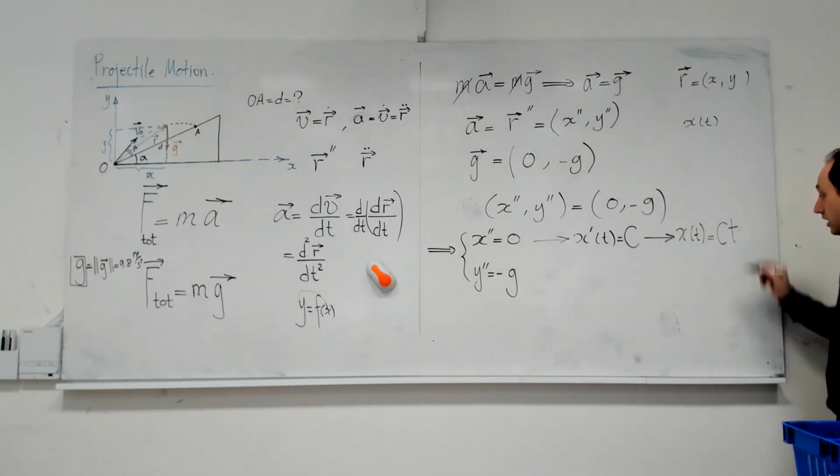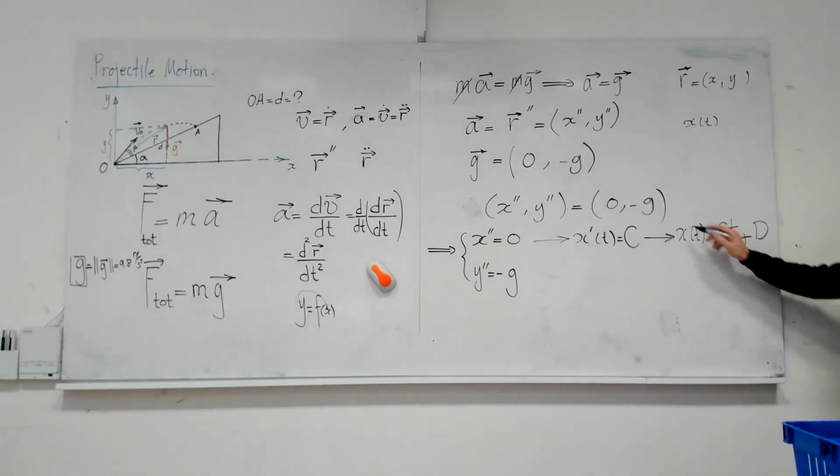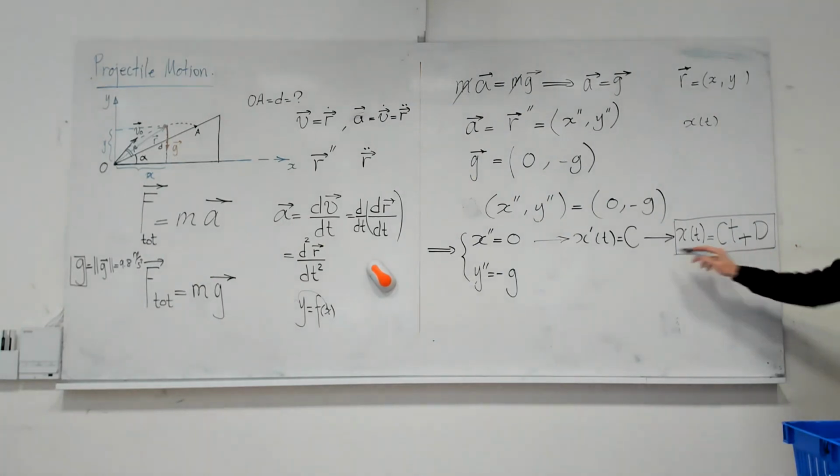Plus a constant, which I call d, because we don't know. It might be that the constant is not 0. When you write ct, it means that you're assuming the second constant is 0. We don't have any reason for that. So you see, this is the form of x.